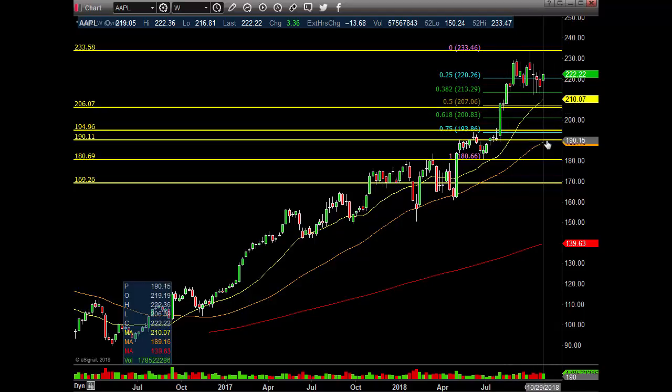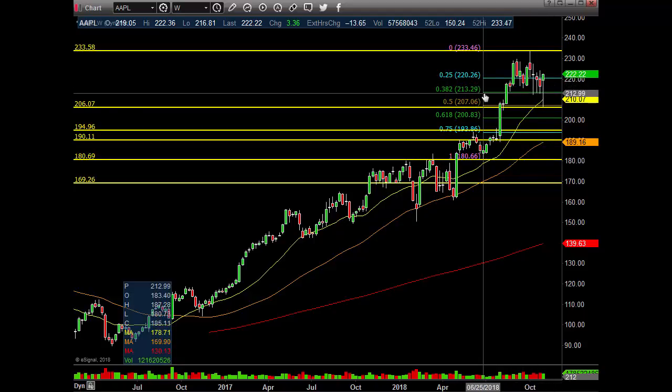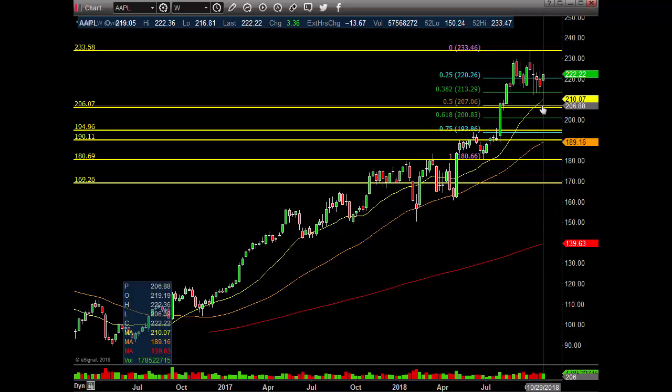I still love this 190 area, maybe a little bit lower. If it goes up, you're looking at 220, 213, 207, down in here, still good support and resistance too. If it comes up to 210, that's good resistance then. So let's keep an eye on this. It is earnings, guys. Anything's possible.